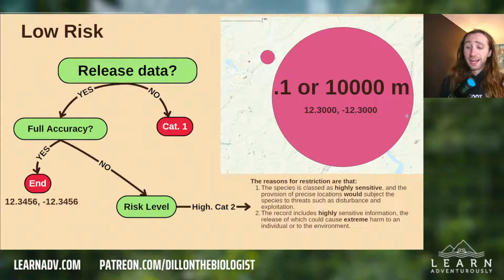And these are for ones that are highly sensitive. These precise locations would subject these species to threats. So this is a phenomenal way of doing things. It's also really simple to do on your data because you just round differently, essentially. So this is not that difficult.